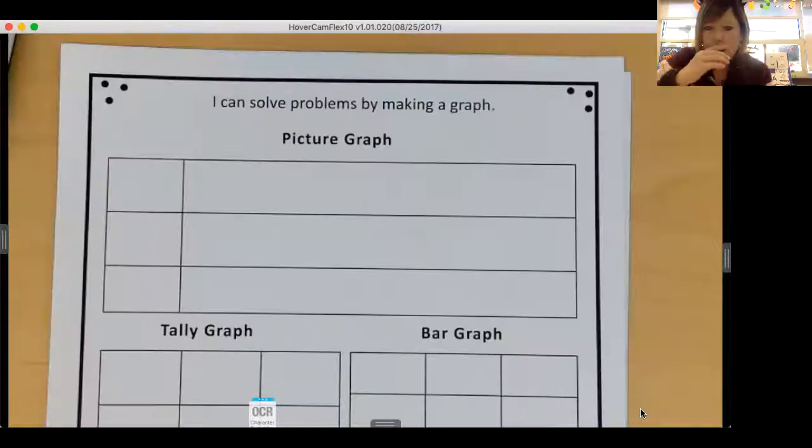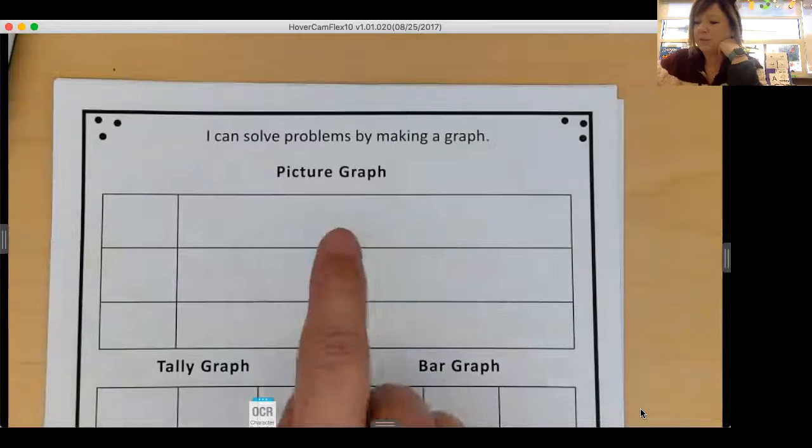Today we're going to continue working on our graphing, and we're going to review a picture graph, a tally graph, and a bar graph today. So I'm going to share my screen with you, and we're going to do some work together. Okay, the first thing we're going to do is a picture graph.